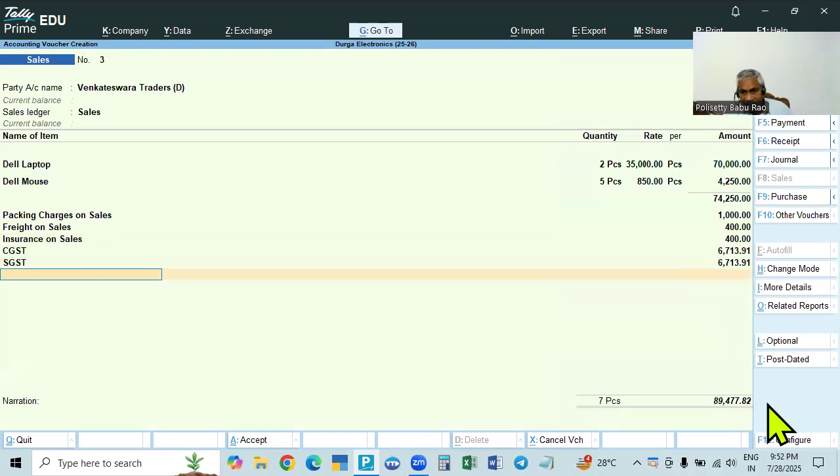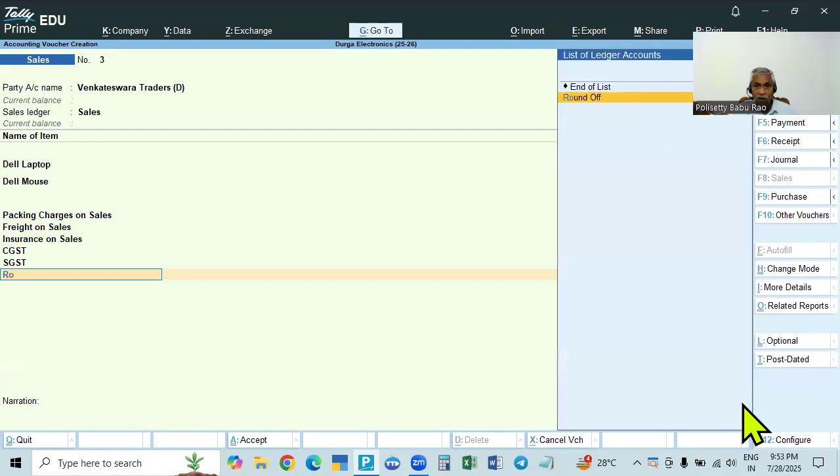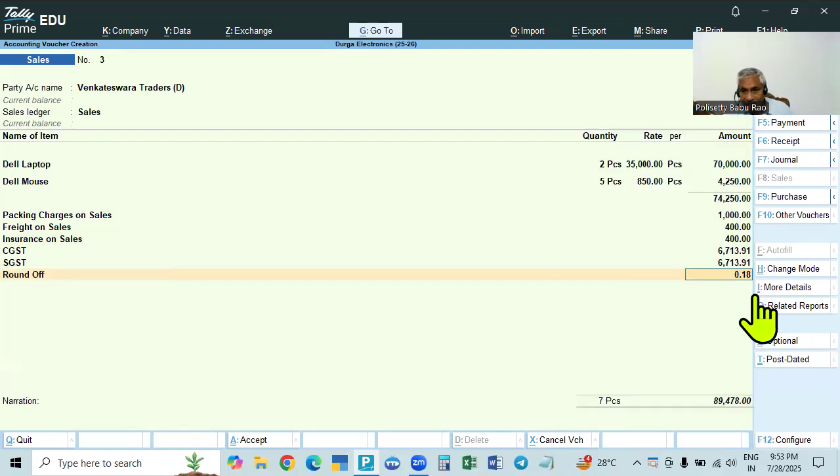If there are some paise, this invoice value should be rounded off. If you round off, our buyer also, in his purchase voucher, will round off. If you leave it as it is, it will be a decimal value, that is paise, and he will also enter it as it is. So we will take round off. Take round off, it is automatically added in, and then the total has become rounded off.